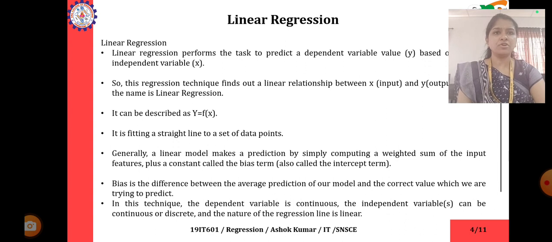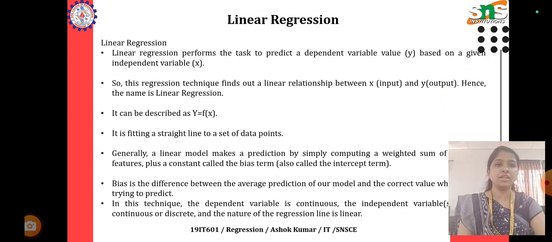Linear regression performs the task to predict a dependent variable value based on a given independent variable. So, this regression technique finds out a linear relationship between x input and y output. Hence, the name is linear regression. It can be described as y is equal to f of x. It is fitting a straight line to a set of data points.